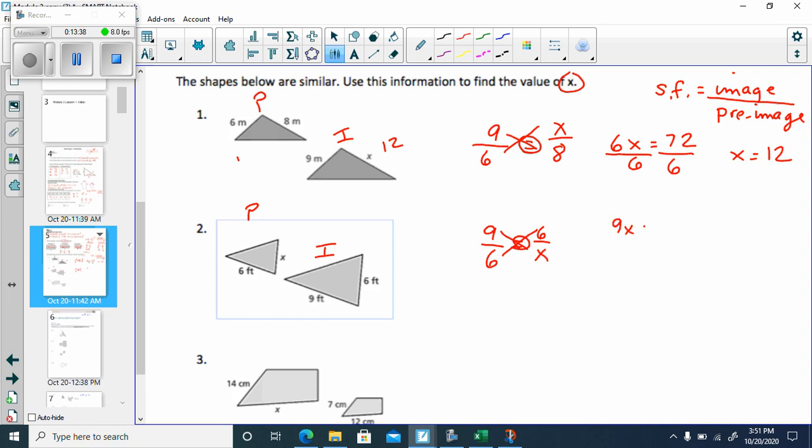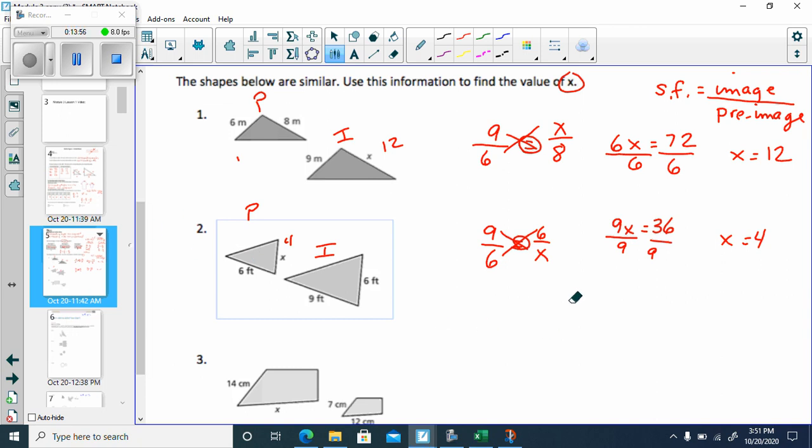9x is equal to 6 times 6, which is 36. Let's divide each by 9, and x is 4. There you go, x is 4. Let's see if this works. 9 is bigger than 6, and 6 is bigger than 4, so that would make sense.